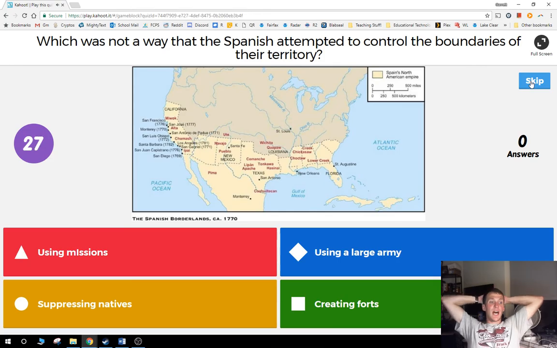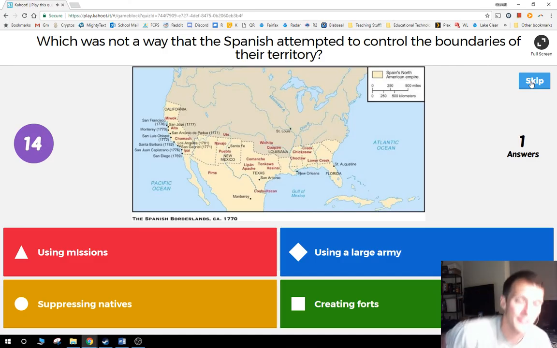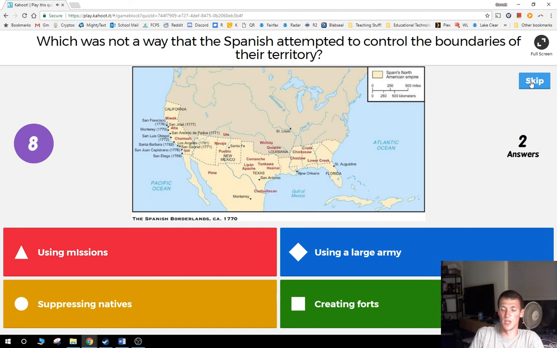So which was not a way that the Spanish attempted to control the boundaries? Again, we didn't really talk about this too much, but you should be able to get it from the map and what we've said. You might be able to actually get an answer here. To the victor go the spoils. This won't be a question on the test or anything, so don't worry about that. This was just something that we covered in my other class, which I'm using this one as double duty.